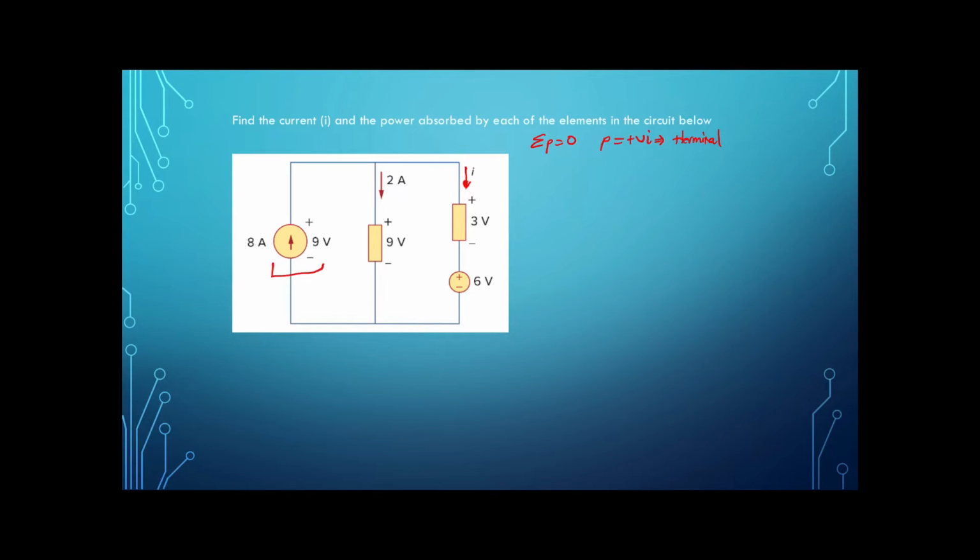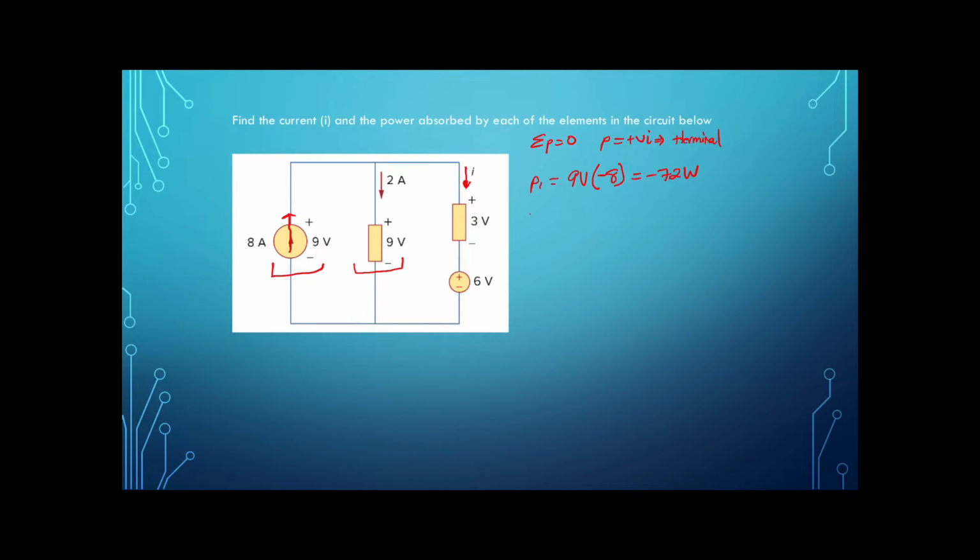So for the first element, we have the power, P1, is equal to the voltage times the current entering the positive terminal. We have 8 amps leaving the positive terminal, so we can write that as negative 8 amps entering the positive terminal. That gives us negative 72 watts.